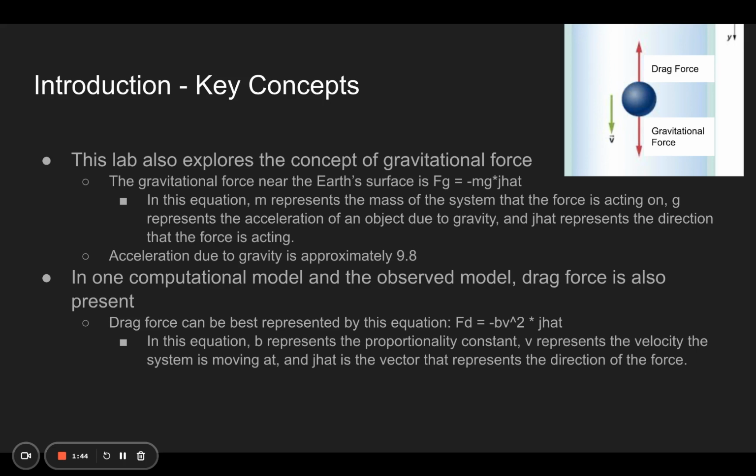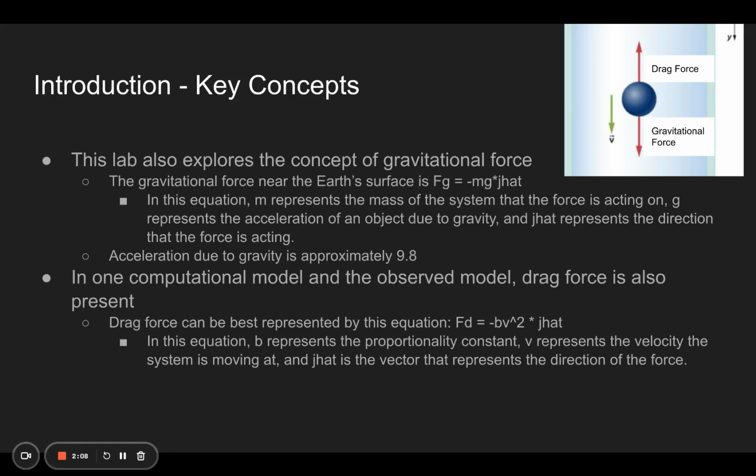This lab also explores the concept of gravitational force. The gravitational force near the Earth's surface is gravitational force is equal to negative mg times j hat. In this equation, m represents the mass of the system the force is acting on, g represents the acceleration of the object due to gravity, and j hat represents the direction the force is acting. Acceleration due to gravity is approximately 9.8 meters per second squared.